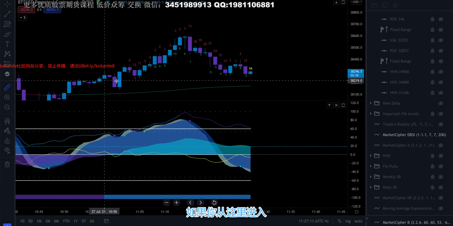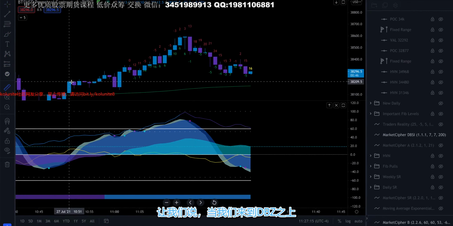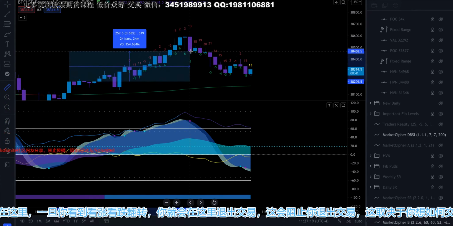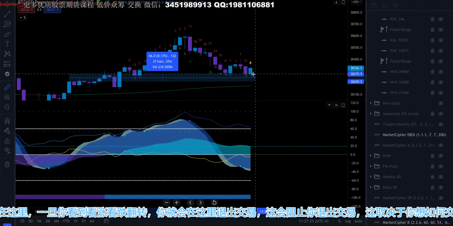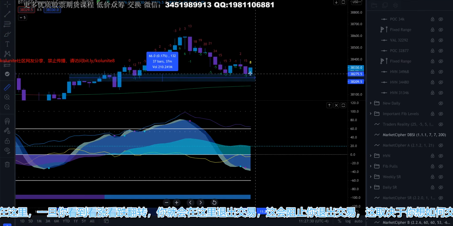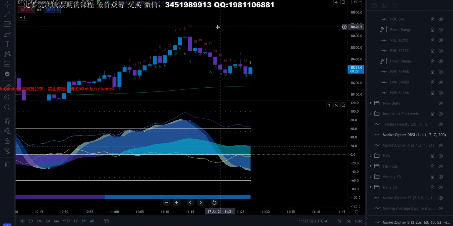If you had entered right down here, let's say, when we come above the DBSI, you would take this up to right here. Once you see that bullish bearish flip, you would get out of your trade right here, which would have prevented you from coming out of your trade much lower, right? Depending on how you want to trade.